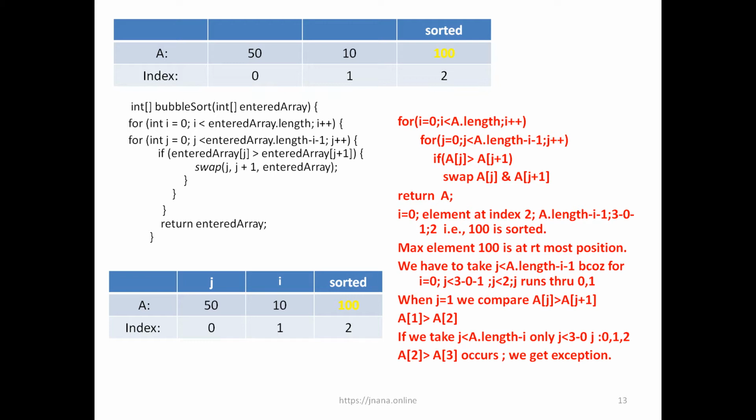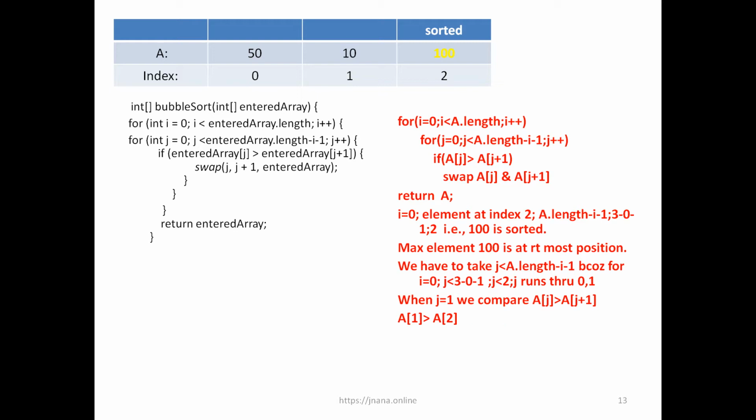So where were we? 100 is sorted. So next step that we do is we are comparing a of j with a of j plus 1. We'll compare a of 0 with a of 1. This is when, for the second iteration, i equal to 1, j will take values as I have shown here.